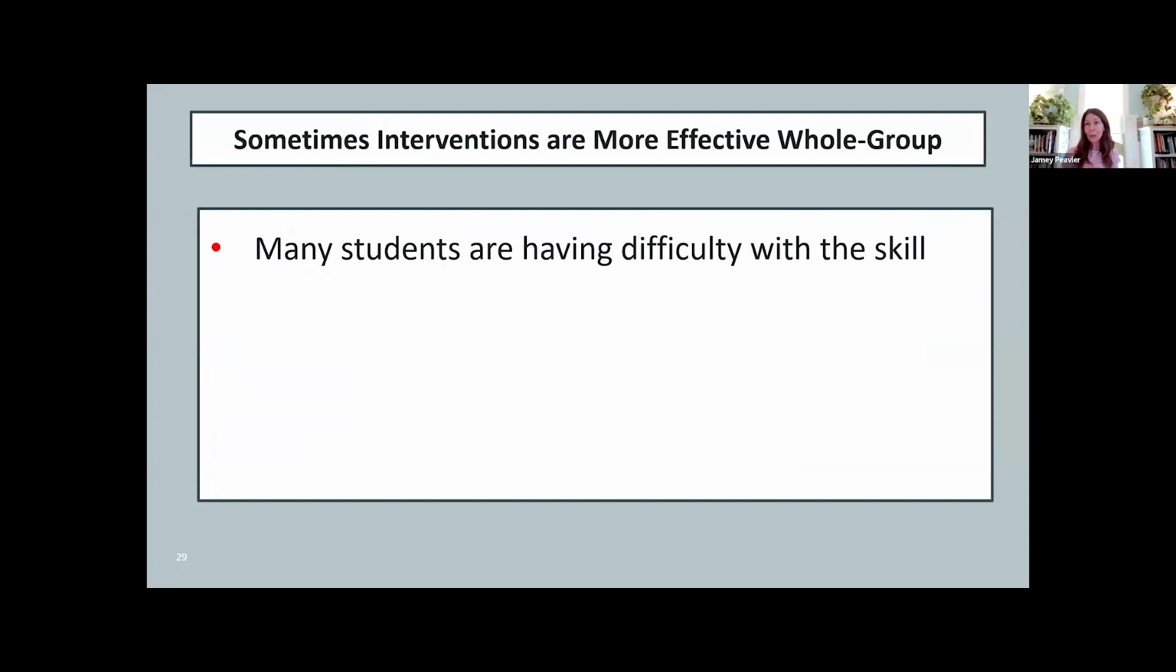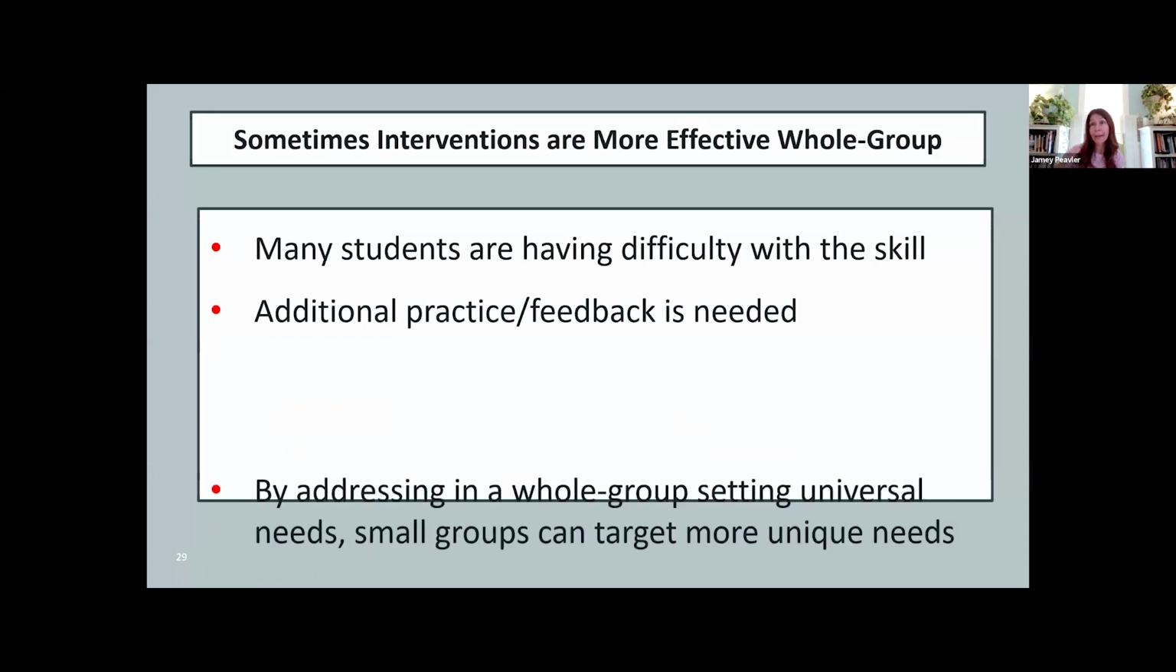So once I know who has similar skill needs, I have to think about intervening. And intervening doesn't really have to do with group size. Intervening has to do with targeting specific skills and being very intentional about how to develop those skills. So sometimes I might be intervening in a large group model. And that would be the case if many students had difficulty with the skill. And how I might intervene is just by providing more targeted practice and additional feedback.